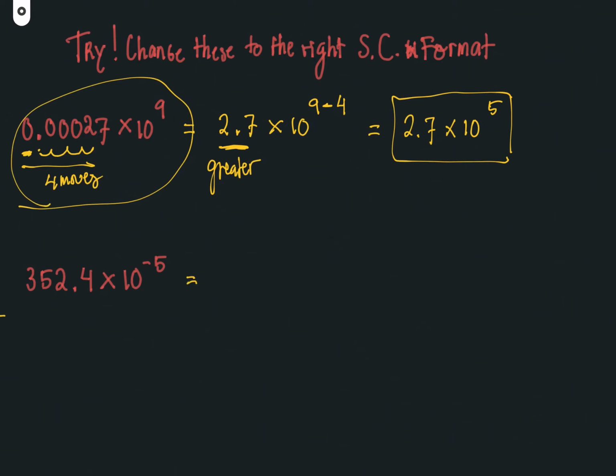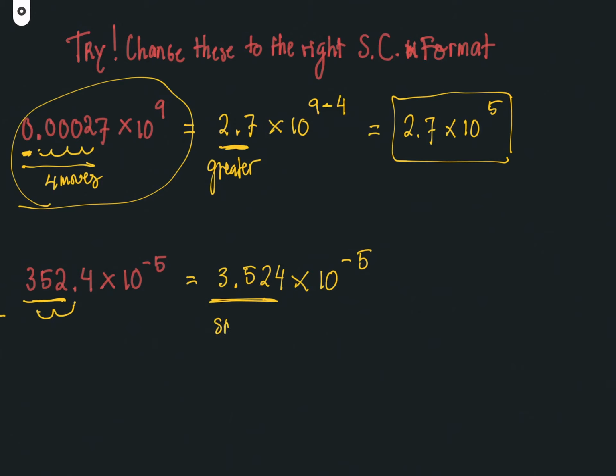Second example, decimal. This is not right because there are 3 digits before the decimal, so we're going to move the decimal so that it's located behind 1 digit that is greater than 0. So it's going to be 3.524 times 10 to the power of negative 5. Okay, we cannot have the same power when we change this number.